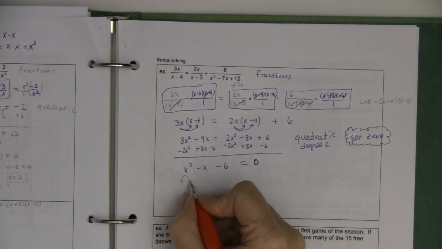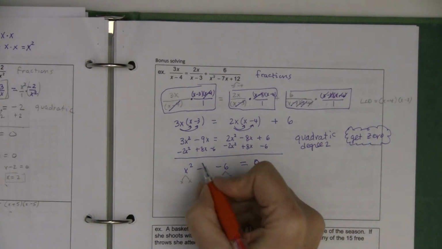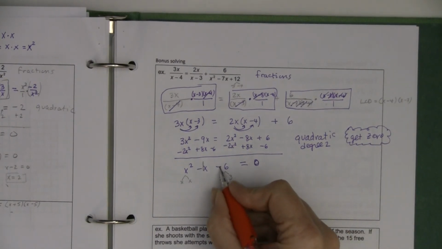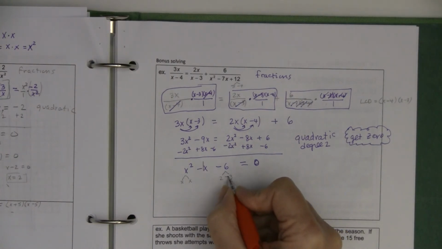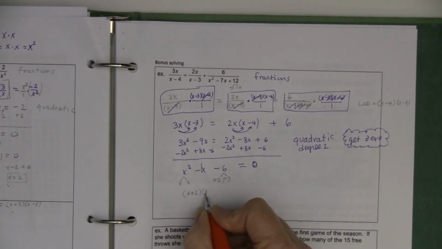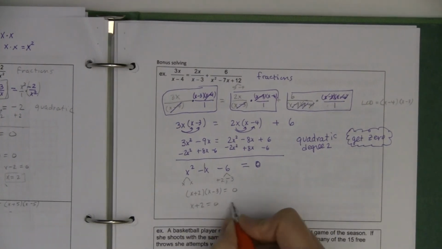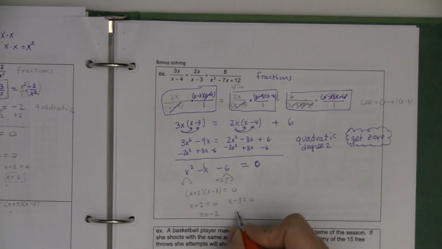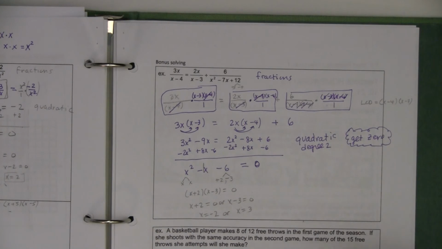X times x is x squared. 2 times 3 is 6. And remember, this is a 1, right? Minus 1. And certainly when I subtract those, I get 1. And in fact, it has to be 1 positive and 1 negative. So this one's negative and this one's positive. So this is x plus 2, x minus 3 equals 0. And then when I set the pieces equal to 0, I'm going to get x equals negative 2 as possibly one answer, and x equals 3 as another answer. And you have to check them.